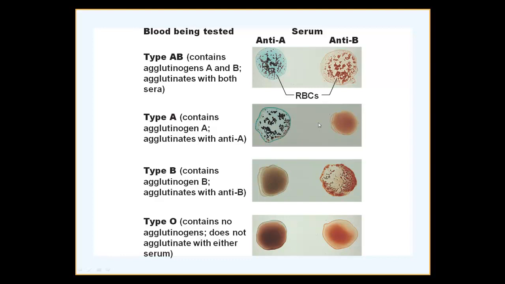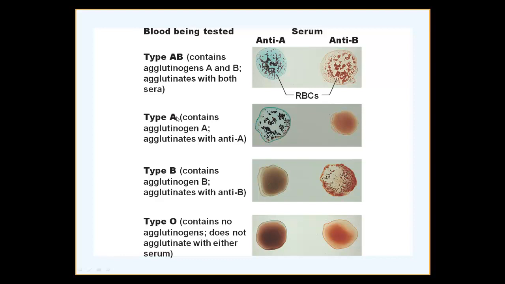If I put anti-A on type AB blood, it will agglutinate, and also with anti-B, it will agglutinate, because remember, the AB have both A and B. We did talk about that earlier on, but I'm repeating myself again.